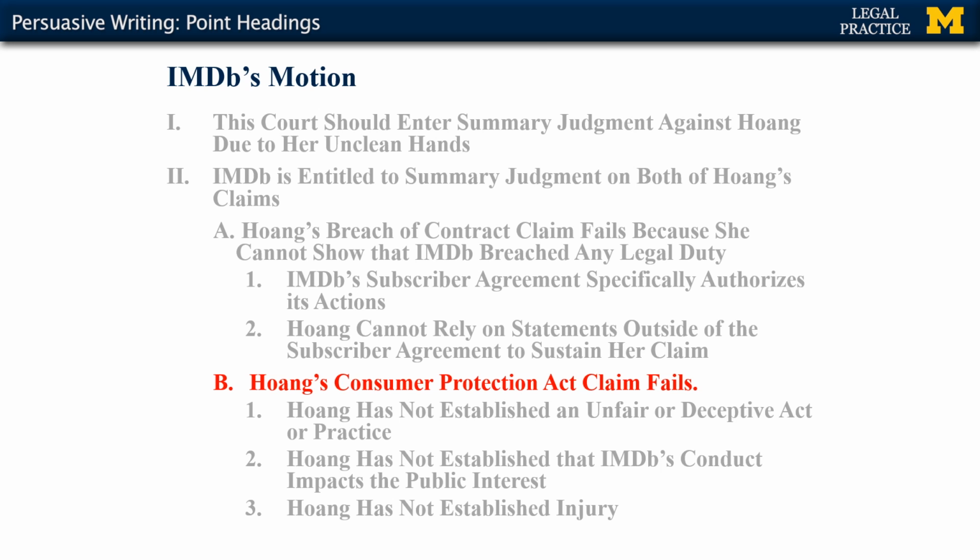In other words, it doesn't have to show that there's no unfair or deceptive act and that the conduct didn't impact the public interest and that Ms. Huang didn't establish any injury. It could win if it showed only one of those things, but it has decided to raise essentially 3 separate reasons that it should win the Consumer Protection Act claim. So that's some ways to think about organization.